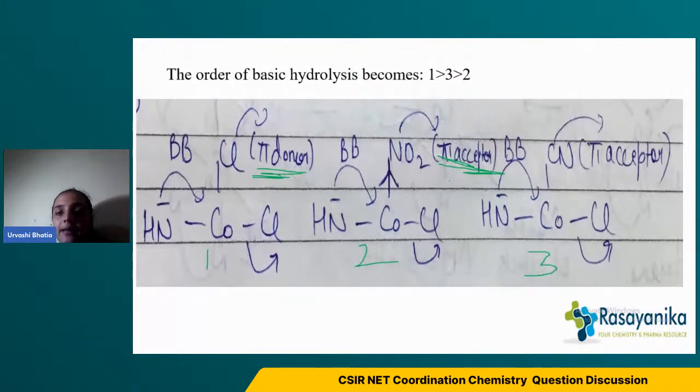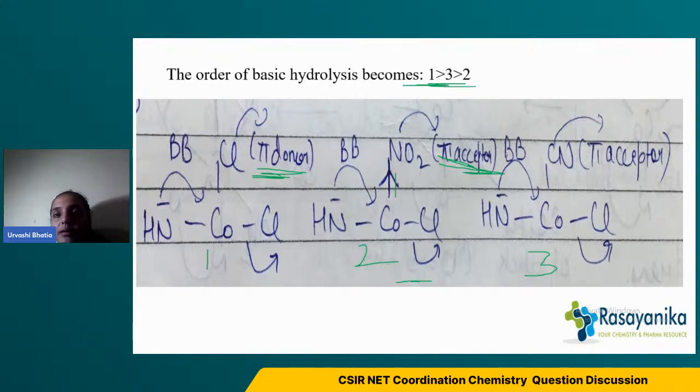And in these two complexes, NO2 and CN minus, these two are pi acceptors. But obviously the electronegativity, the minus I effect of NO2 is more than Cl. So it is going to pull the electrons towards itself and will not let the Cl minus go easily. So this step will be the slowest amongst the basic hydrolysis.